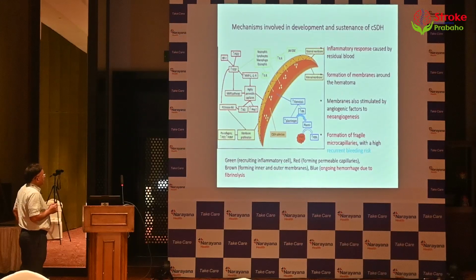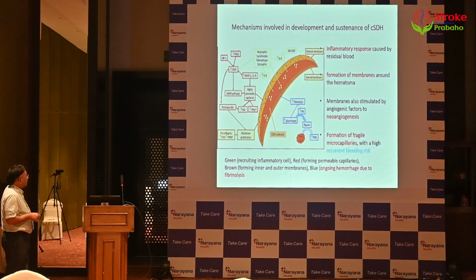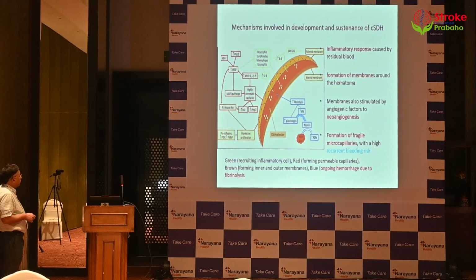When there is a subdural hematoma, there is a chain of reactions. This is a subdural hematoma, and around it there is an external membrane and an internal membrane. There is a lot of inflammatory response to the residual blood, mainly interleukins 6 and other factors. Along with it, there is formation of membrane around the hematoma, and a lot of neoangiogenesis takes place, mainly driven by VEGF and other factors.